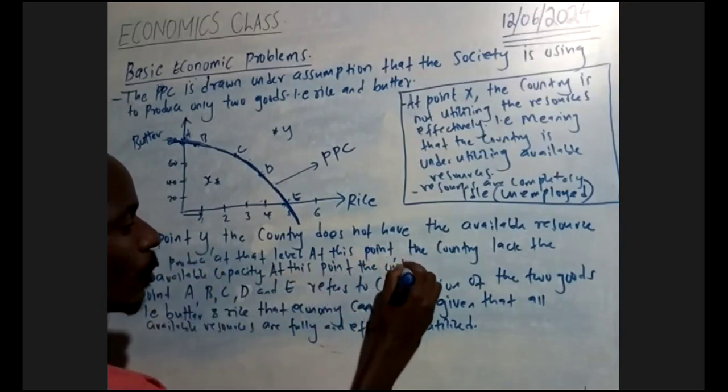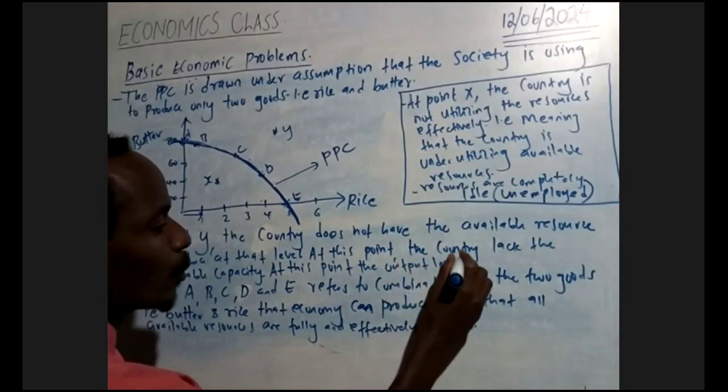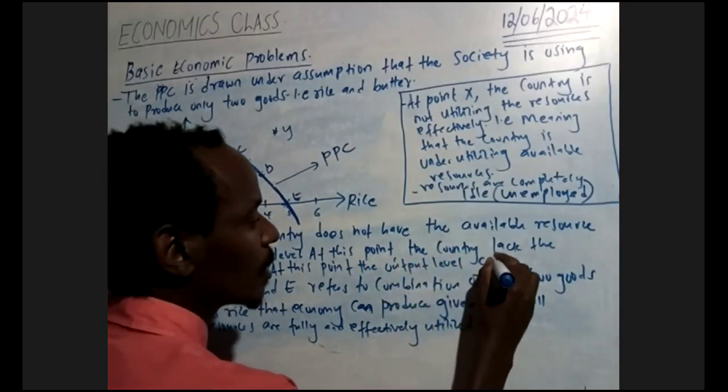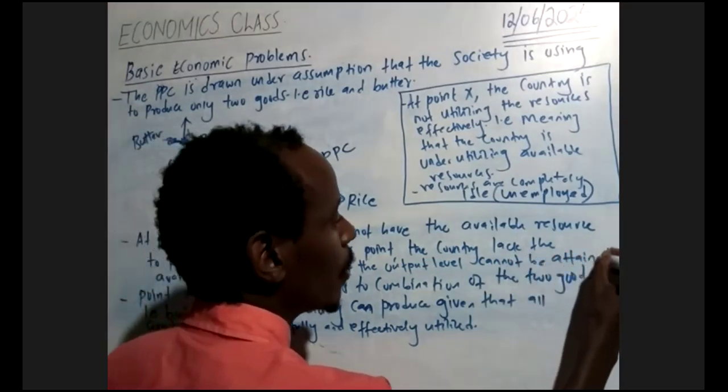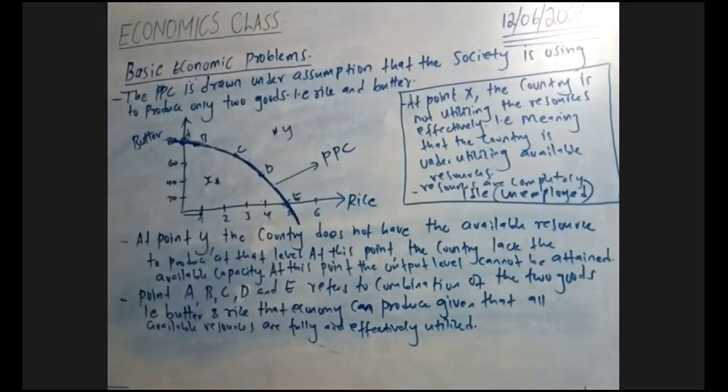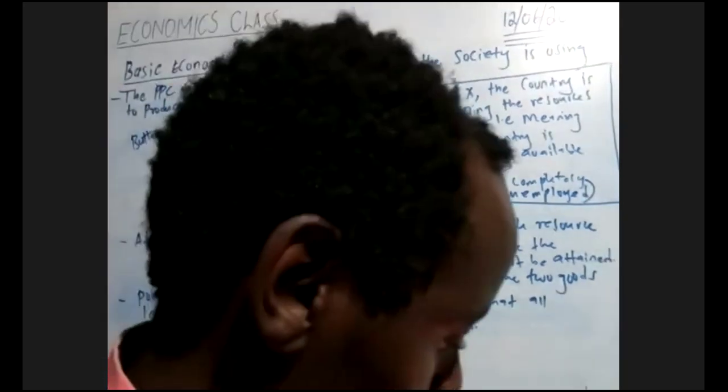At point Y, the output level cannot be attained. Reason why? Because we don't have the resources to attain that kind of level. So that is a level beyond our capacity. So at that point, the output level cannot be attained.